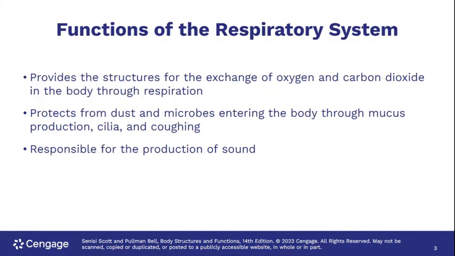So, functions of the respiratory system. The basic function of the respiratory system is to get oxygen to your tissues because you need oxygen in order to create energy, and to get carbon dioxide out of your body so that you do not become acidotic. If you have too much carbon dioxide in your blood, your blood will become acidic, and it's called acidosis. It's really bad, and you can die from it. So you got to get the carbon dioxide out.